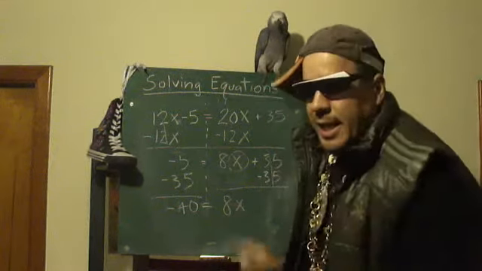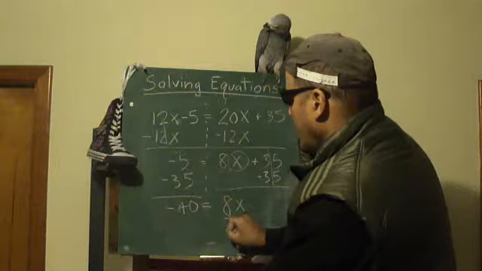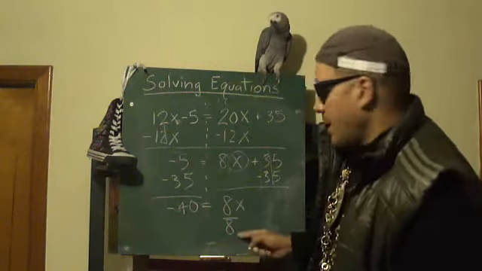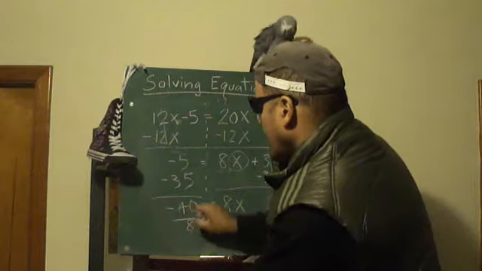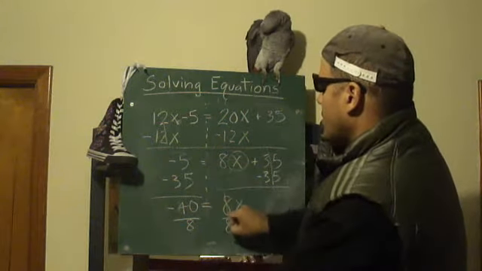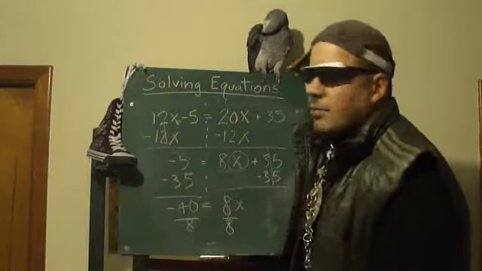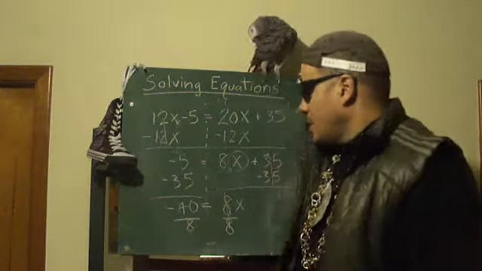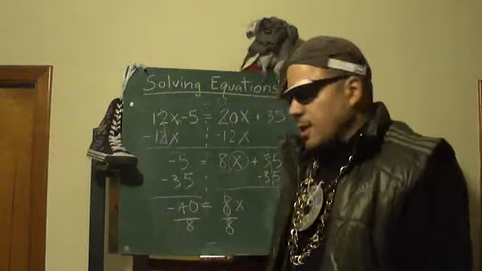We want to get rid of that 8. We want x all by itself. So we can use our rule. Anything over itself equals 1. So we divide by 8 here. Okay? Let's divide by 8 on this side. This becomes 1. So we're left with 1x equals negative 40 over 8. Anyone? Well, what's 40 divided by 8? It's 5. Good. It's 5.